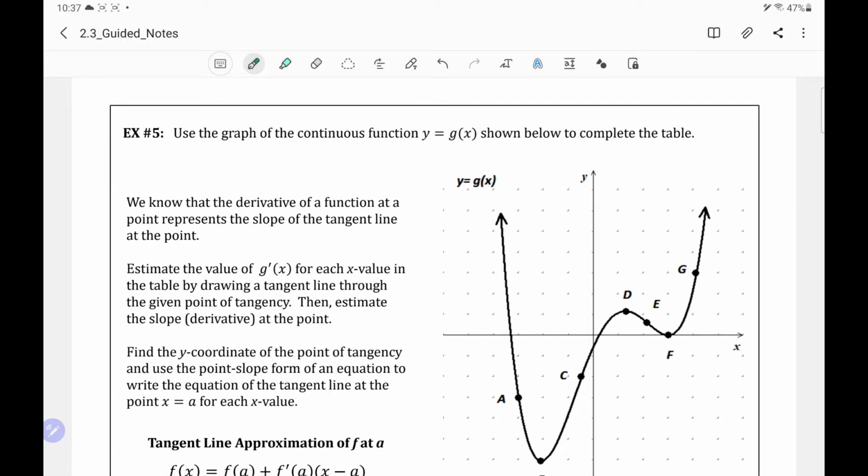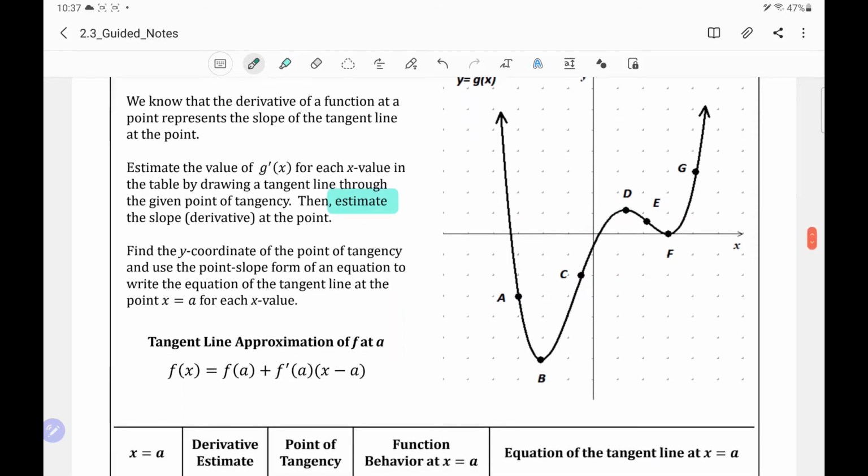This is going to be another one where I'm going to let you do some of it on your own, and I need you to just remember what we already talked about, that the tangent lines are very difficult to draw. And so getting the slope from the graph is going to be an estimate, okay? So let's read this first. We know that the derivative of a function at a point represents the slope of the tangent line at the point. Estimate the value of g prime of x, remember that's the value of the slope of the tangent line, for each x value in this table by drawing a tangent line through the given point of tangency. Then estimate the slope derivative at the point.